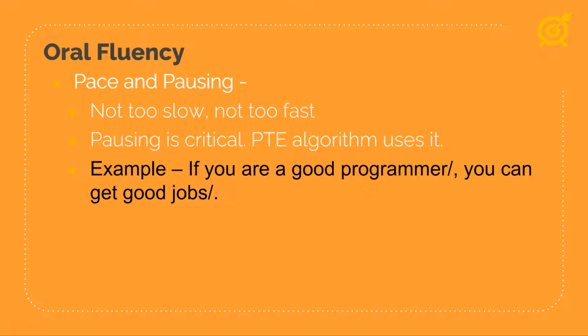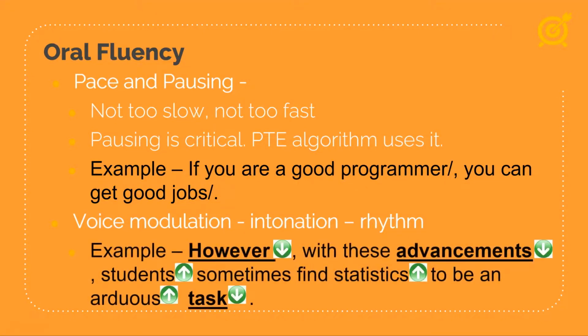The third and the final oral fluency parameter is voice modulation, which is also called as intonation or rhythm. What this means is you should know when to go up and when to go down in your rhythm. So listen to this example which I am going to read and you will understand what I am trying to say here. You can see the green arrows indicating where your tone should go up or it should go down.